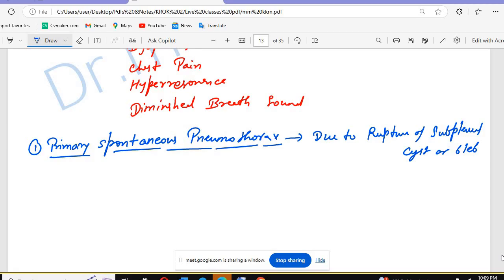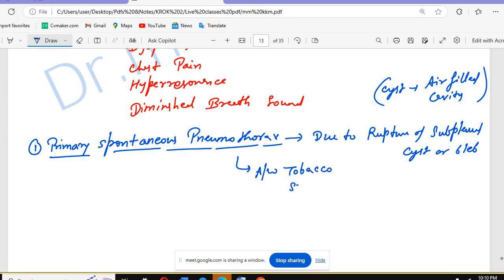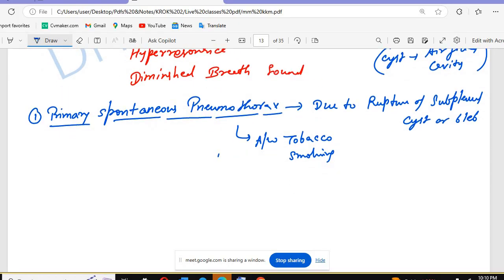If this pneumothorax is occurring due to any particular disorder other than the lungs, then it will be the secondary cause. So the cyst here, you can remember, is an air-filled cavity. Cyst is basically an air-filled cavity. This is associated with tobacco or smoking, and is more common in tall, thin, young males.